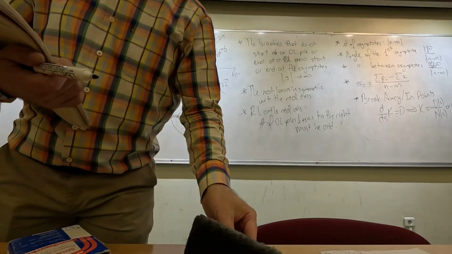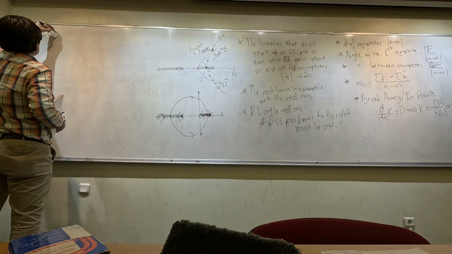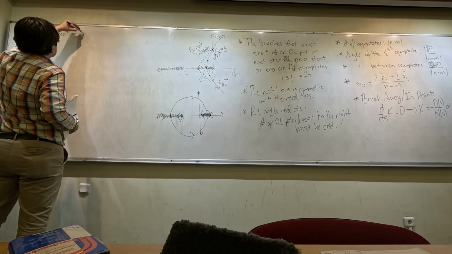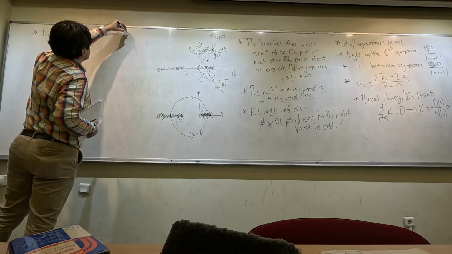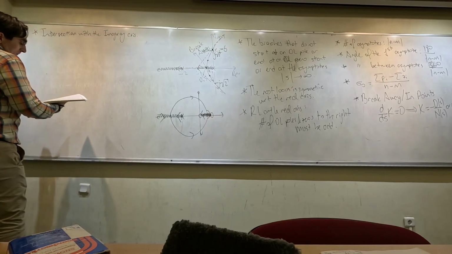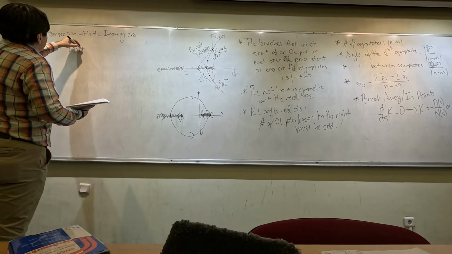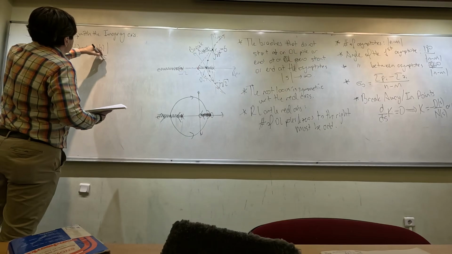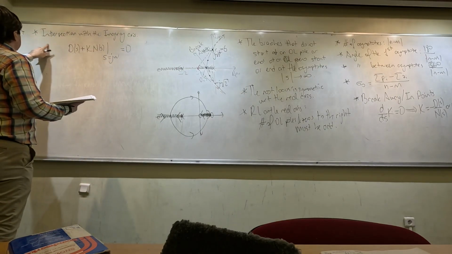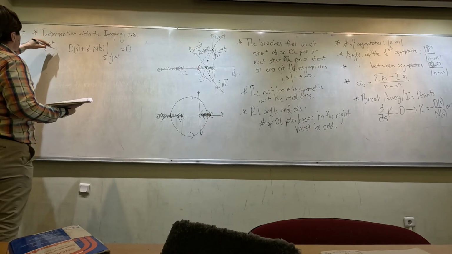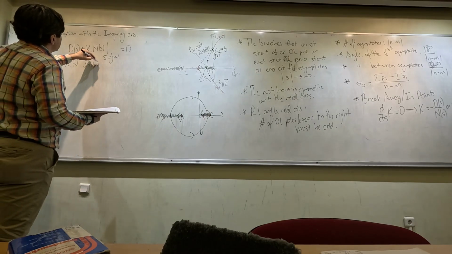And finally, we have intersection with the imaginary axis. In this case, there are two methods. The first method is d of s plus k n of s; when we substitute j omega, the result should be equal to 0. This is the first method. The second method is the Routh-Hurwitz stability criterion.